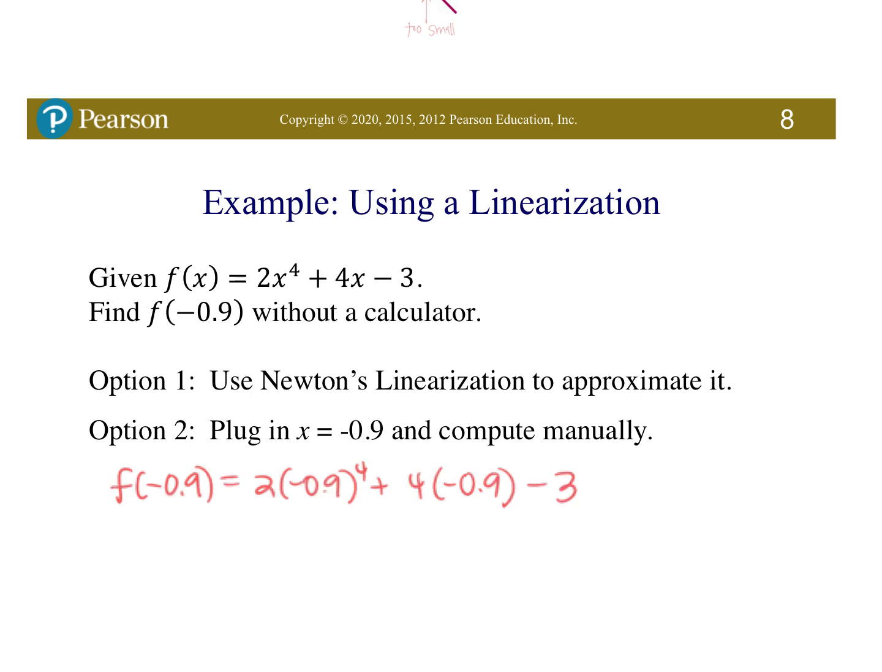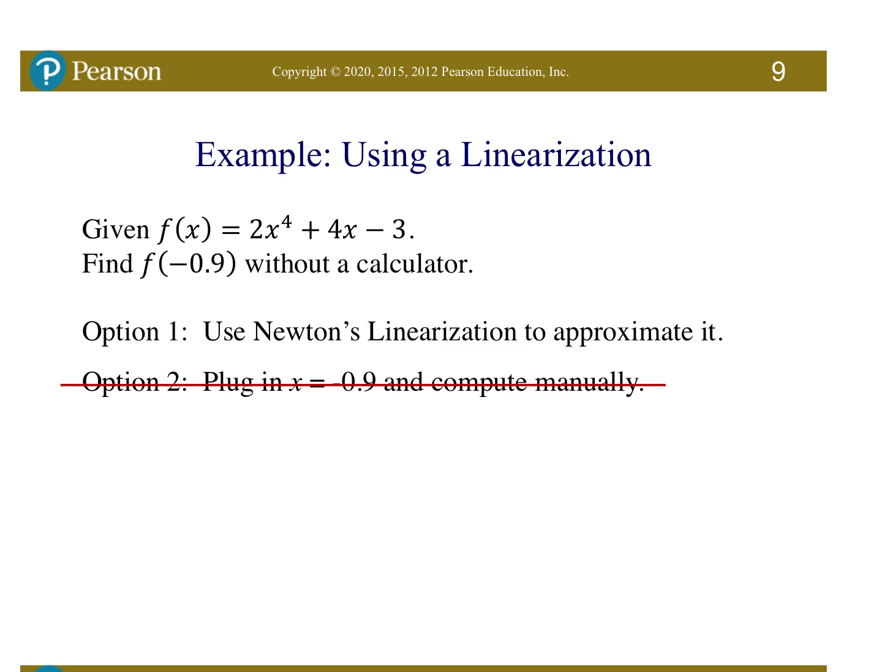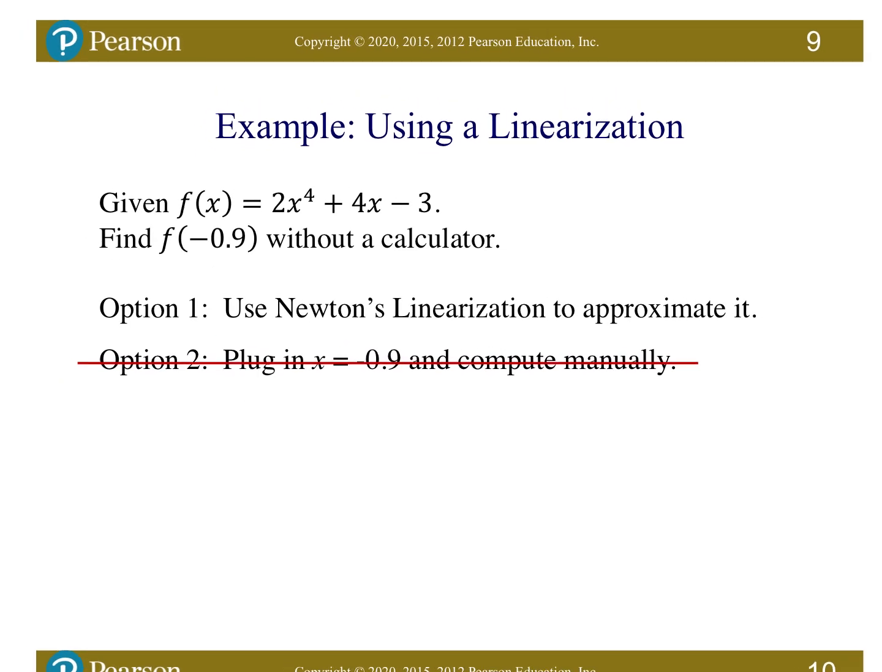You certainly could take 0.9 and square it, and then cube it, and then take it to the fourth power, and then multiply by 2. You could do it without a calculator. However, Newton is saying, I can do it faster than any of you, and I bet I'm going to be pretty much super accurate. So let's see how Newton would do it, and then we'll check on the calculator and see how close he was. All right, so we're going to ditch that, and we're going to do Newton's method.